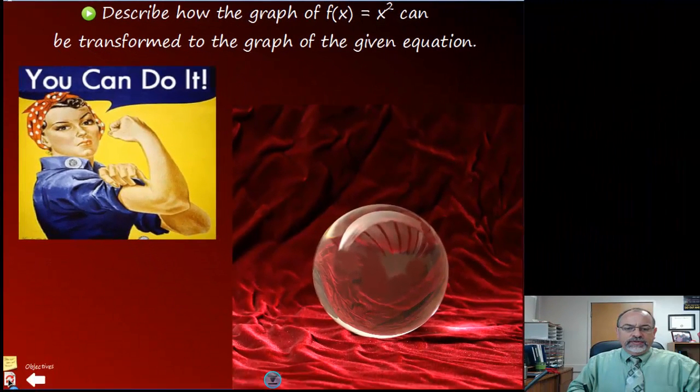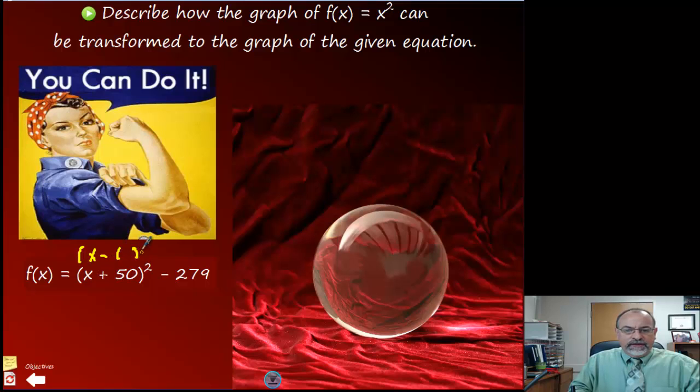So a few examples here. Here we want you to describe how the graph of f of x equals x squared could be transformed to the graph of this given equation. In other words, I'm going to give you an equation that has adjusted this x squared. What's the shift? So here's the first one. If I have the equation (x plus 50) squared minus 279, how is that a shift of this original function x squared? Well, inside here is going to be the horizontal shift, and it's going to be the opposite of what I see because it's x minus the shift. So if you think about it, it's x minus the shift.